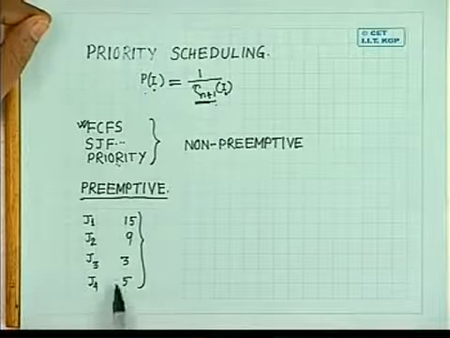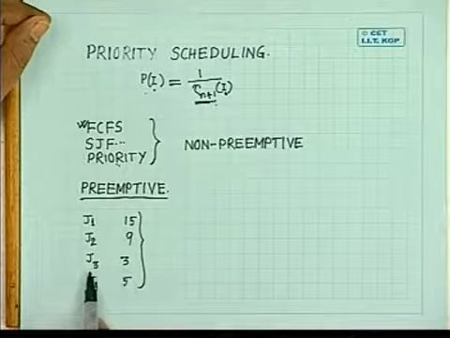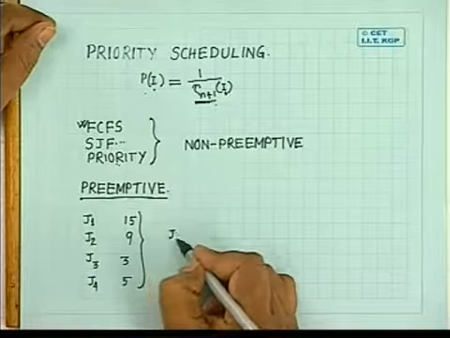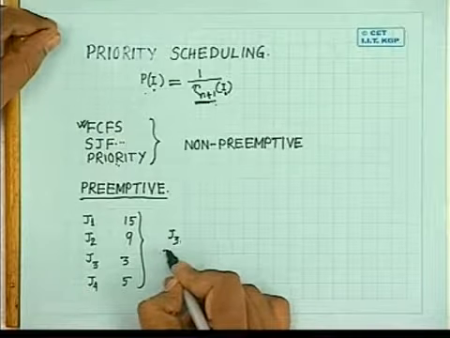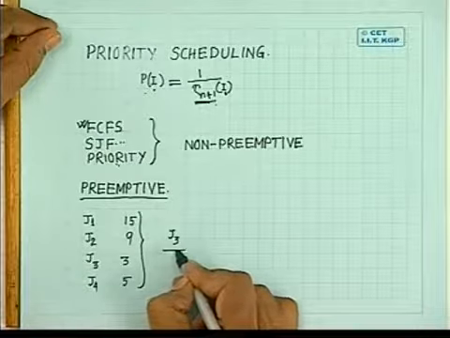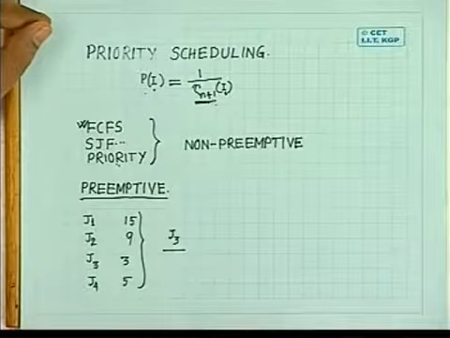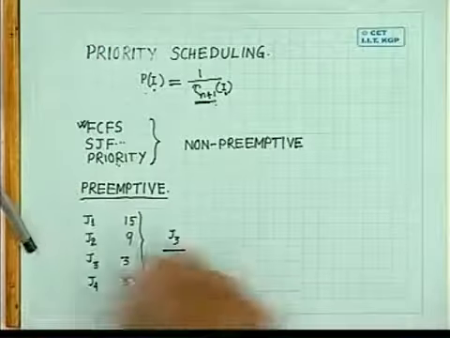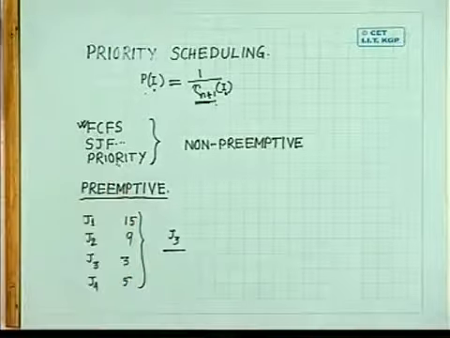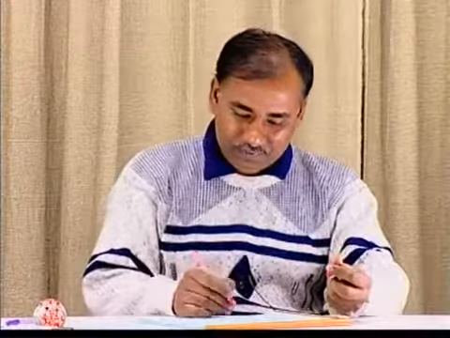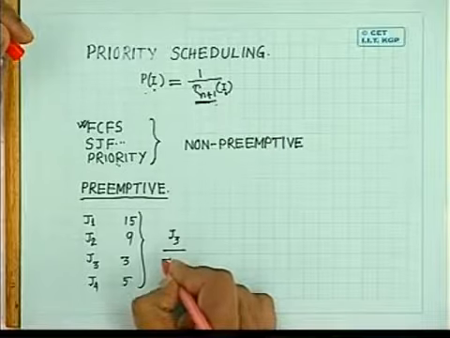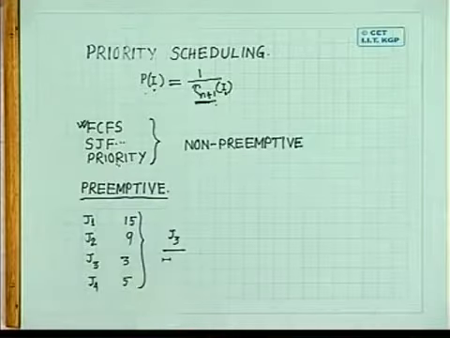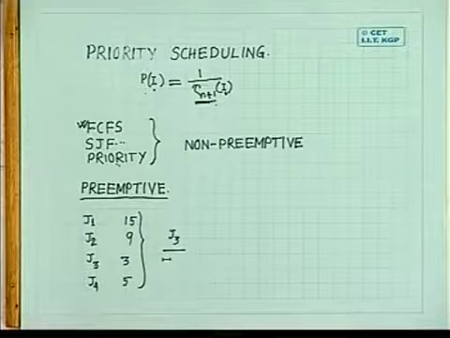Following the SJF technique, the job which has to be given to the CPU for the first time is job J3, that is, job J3 will start execution. And it has to be executed for 3 time units. Now, I can have a situation that after job J3 has been executed for 1 time unit, what is the time left for this CPU burst? That is 2 time units.